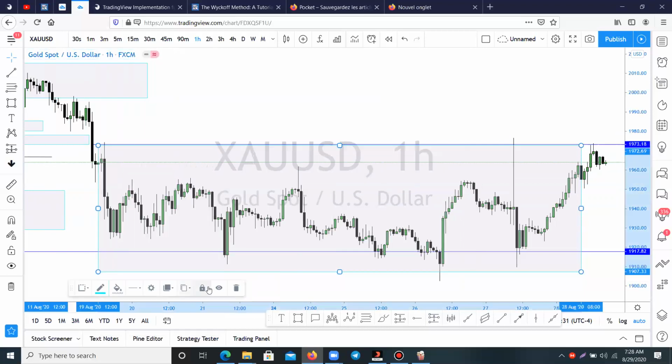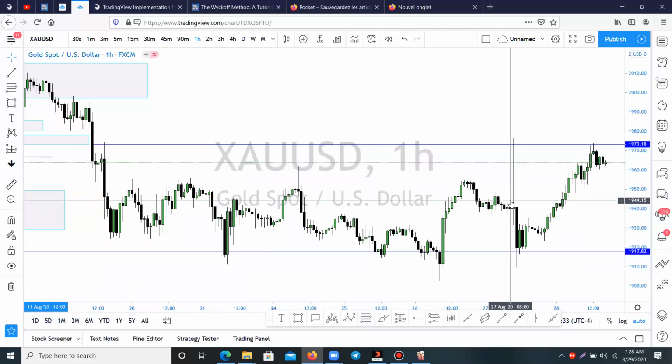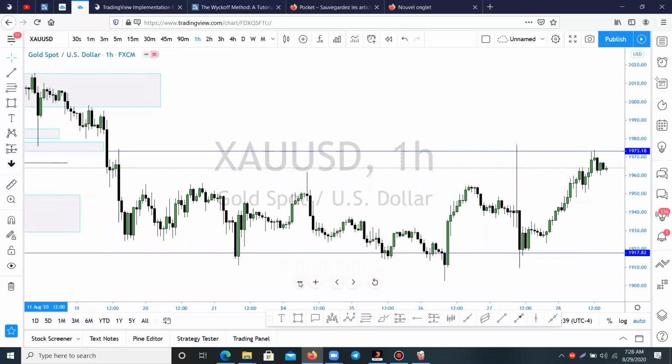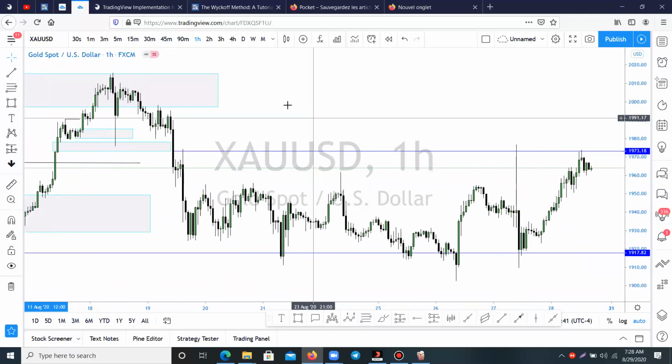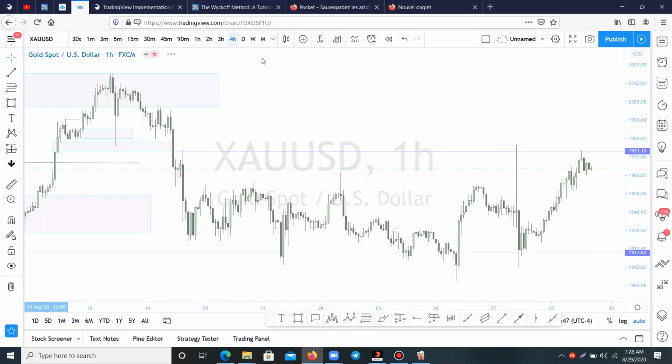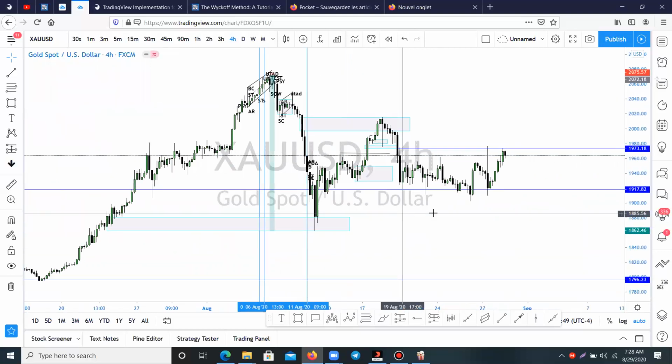Jed, can you please come from higher time frame to lower time frame? From the 4-hour time frame to the 1-hour time frame, because on the 4-hour time frame we have a schematic playing well. Yeah, you see it's a clear accumulation on the 4-hour time frame.